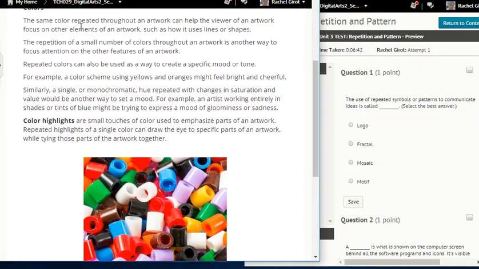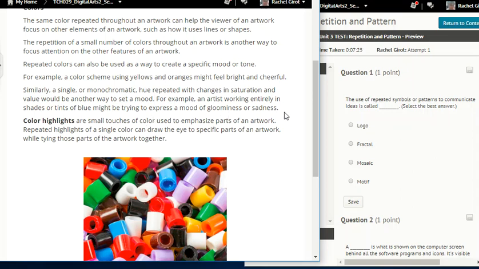Colors. The same color repeated throughout an artwork can help the viewer of an artwork focus on other elements of an artwork, such as how it uses lines or shapes. The repetition of a small number of colors throughout an artwork is another way to focus attention on the other features of an artwork. Repeated colors can also be used as a way to create a specific mood or tone. For example, a color scheme using yellows and oranges might feel bright and cheerful. Similarly, a single or monochromatic hue repeated with changes in saturation and value would be another way to set a mood.